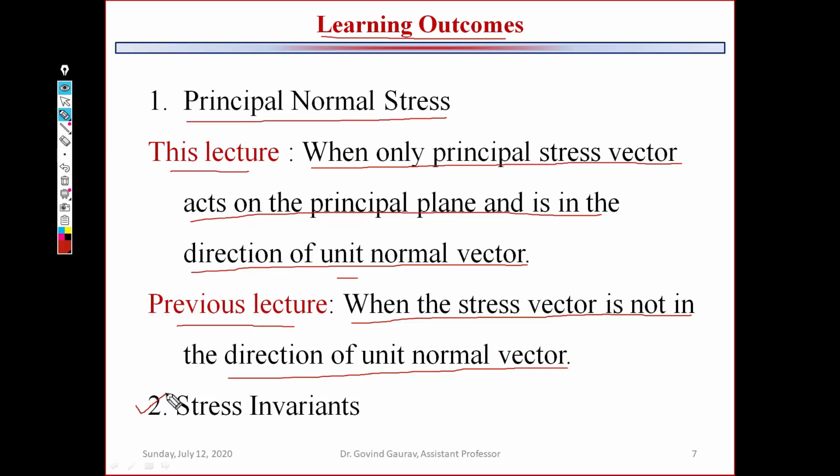Whether we calculate the values in terms of the principal stresses, sigma 1, sigma 2 and sigma 3, or represent them in terms of the general state of stress at a point, sigma xx, sigma yy and sigma zz, in both cases the values of the stress invariants I1, I2 and I3 will remain constant. They will not change on the basis of the coordinate system we choose.